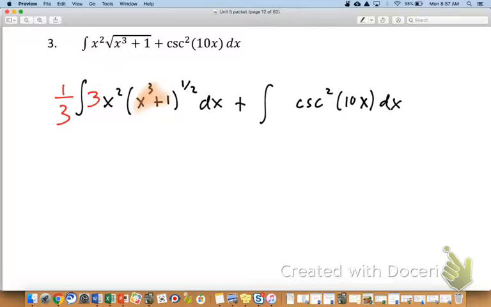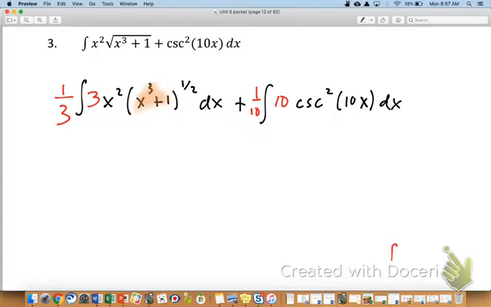Okay. Timmy messed up the other one too. Can anybody explain what you think the fix should be on the inside? 10. Because isn't the derivative of 10x 10? So this really is a composite. That needs to be a 10, which means we need to multiply the outside by 1/10. So we have fixed all of our chain rules. Timmy's errors have been dealt with. We're ready to find the antiderivative.